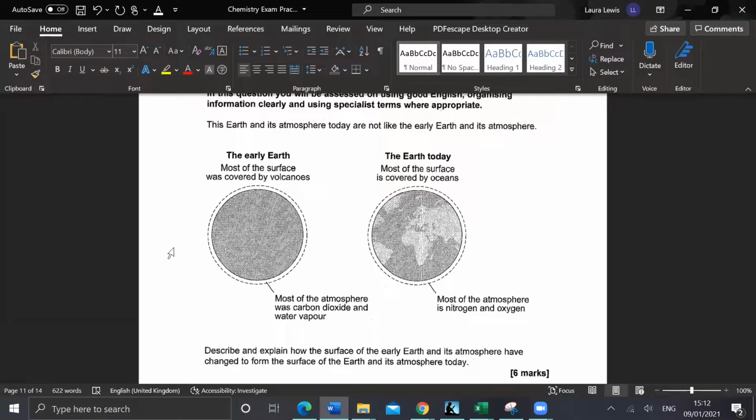Okay, so it's the early Earth, and most of the surface was covered by volcanoes. The early Earth was molten, like a big ball of molten lava. If you've ever seen the Star Wars films, it looks a bit like the planet Mustafar, a planet that's molten and full of volcanoes. Within our solar system, there's a moon of Jupiter called Io, which is covered in volcanoes. That's what Earth probably looked like in its earlier stages.